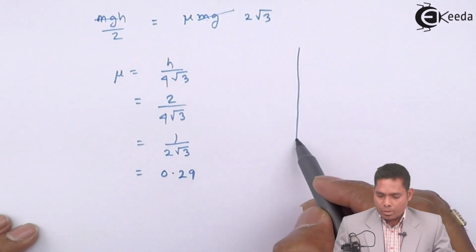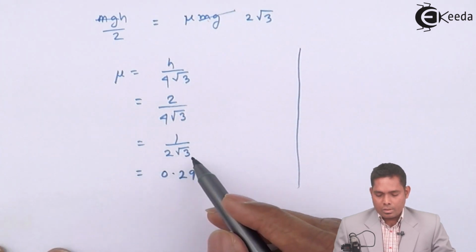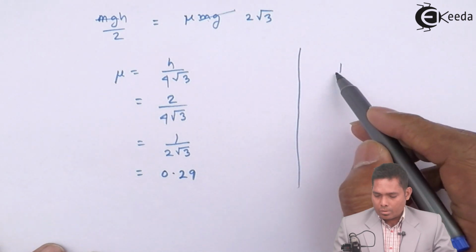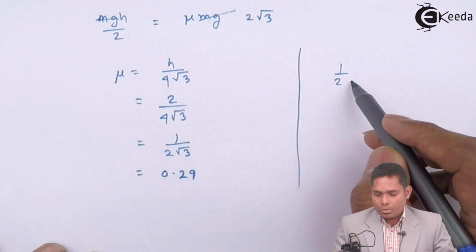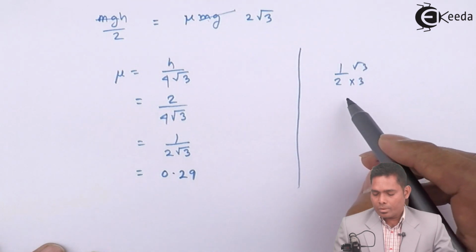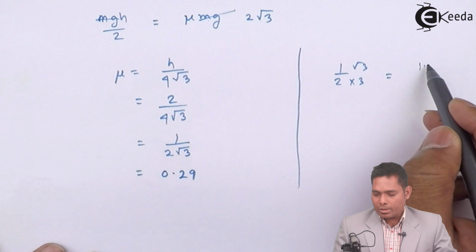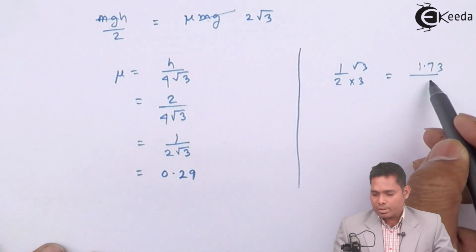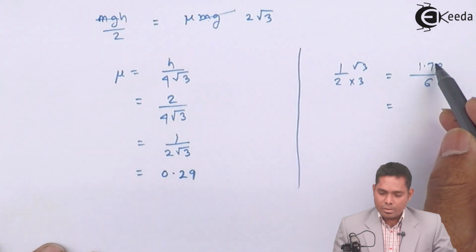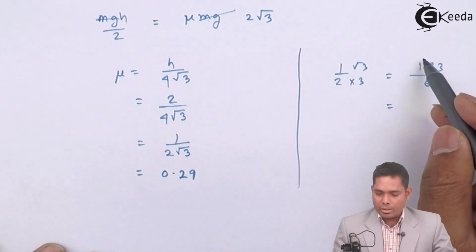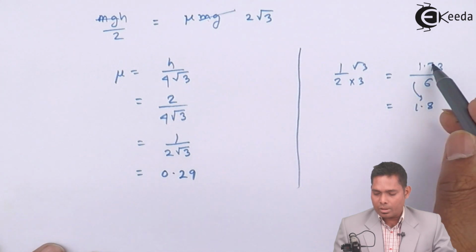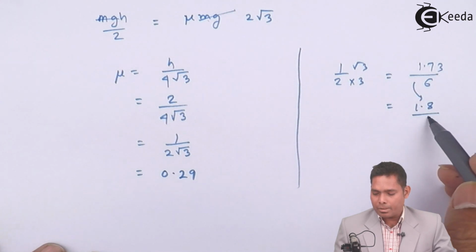If you want to solve this, then how do you do that? This is 1 by 2. 1 root 3, I will multiply here, and root 3 I multiply, it becomes 3. So this root 3 is 1.73 divided by, this is 6. For the time being, I write this as 1.8, I round off this to 1.8 because this is 7, I write 1.8 divided by 6.